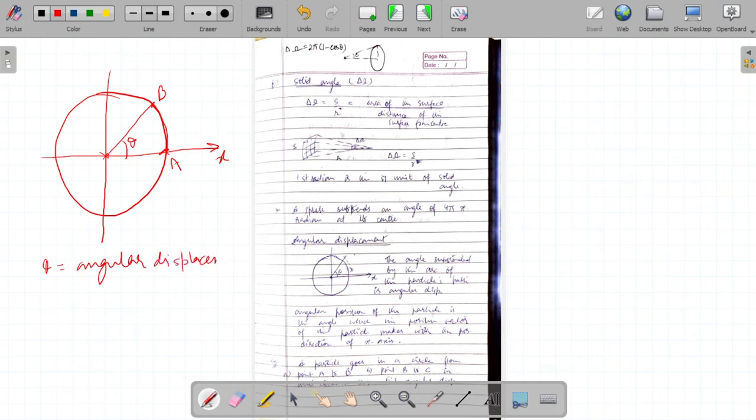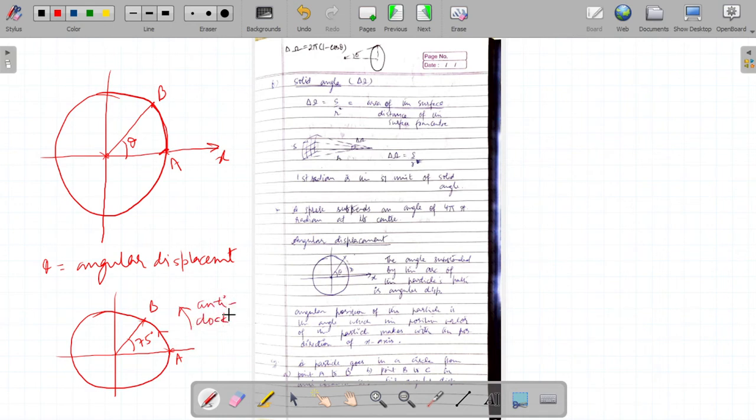Now it is important in which direction the particle is traveling. For example, let's say we have a circle and a particle goes from point A to point B, where point B is at some angle 75 degree. The particle is going in this direction. So this particular direction in which the particle is going is called anti-clockwise sense. Anti-clockwise sense can be imagined by thinking of a clock and in which direction the clock ticks as time increases. So as a clock ticks from point B to A, and the particle is going from A to B, it's going in anti-clockwise sense.